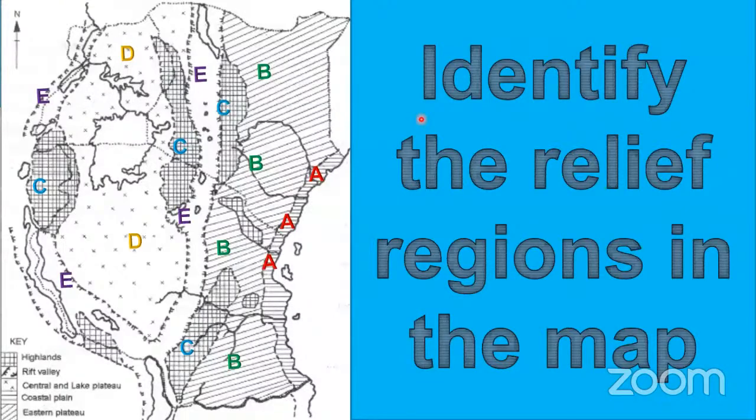Kwesiga is asking whether there is irrigation at the coastal plains. Please no. The coastal plains are near the Indian Ocean. There can't be irrigation.